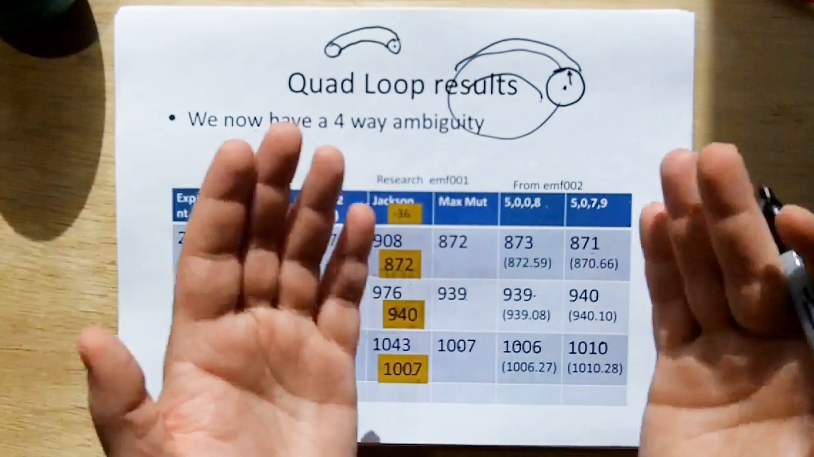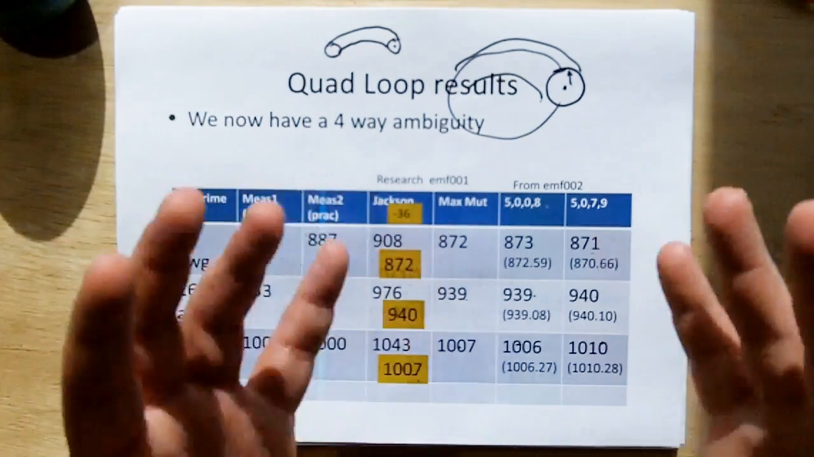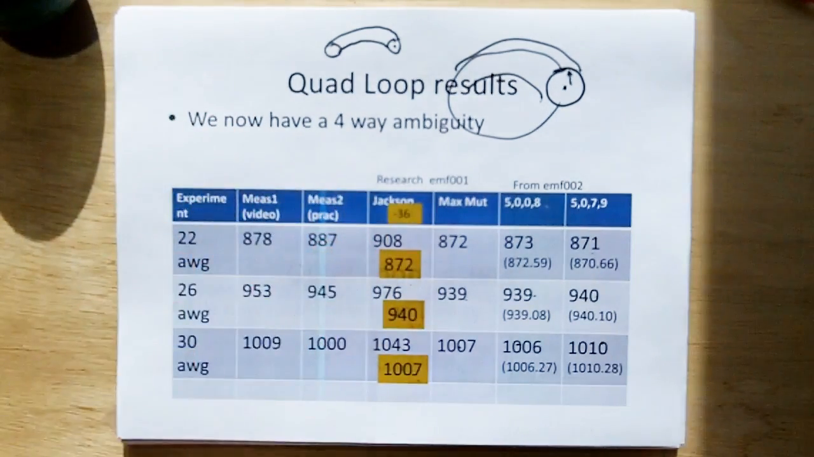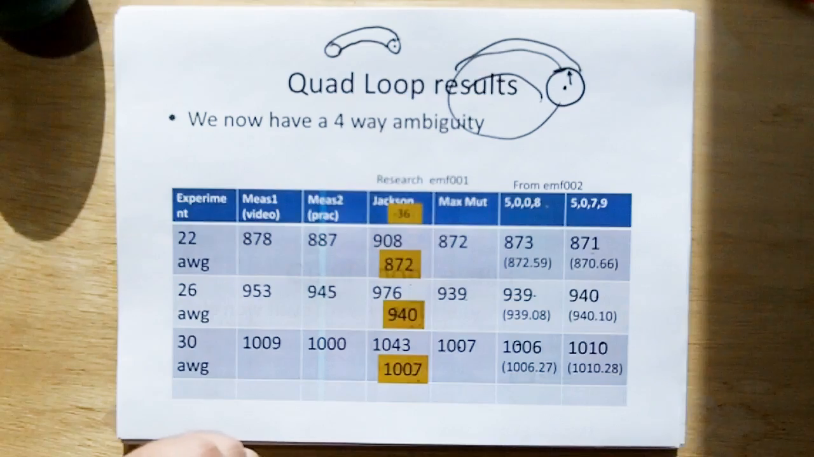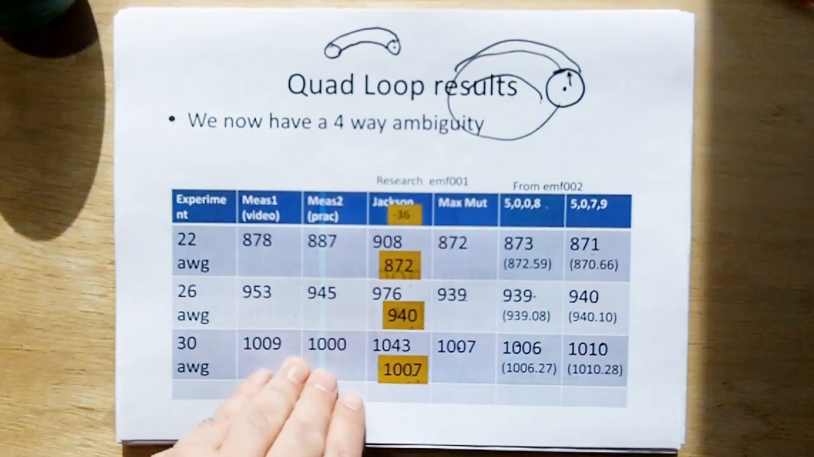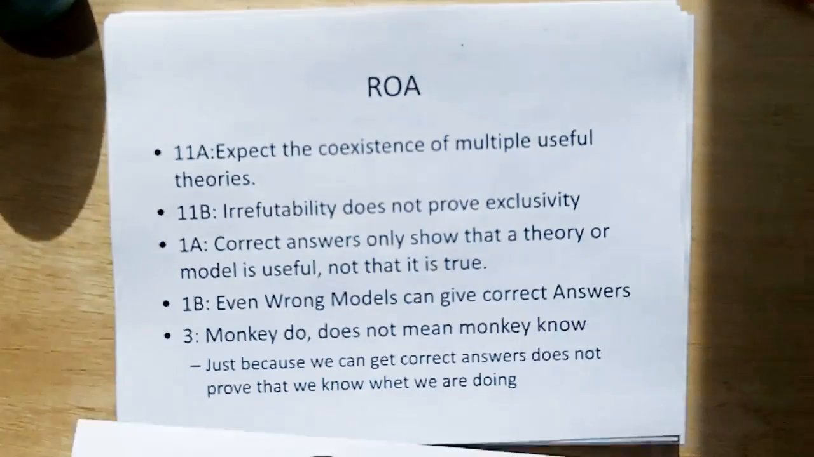Okay, so the question is, which one is right? I mean, now that we have 4, we have to disambiguate. Which is the one? We have to find other experiments now where one of these will give the right answers and the others will not. That's how we disambiguate, when we have more than one model that fits.